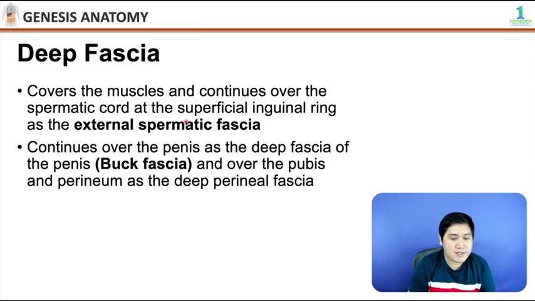Okay, so after the superficial fascia, we have the deep fascia, which covers the muscles, and it is continuous with the spermatic cord at the superficial inguinal ring. So at the spermatic cord, it will now be called the external spermatic fascia. While over the penis, the deep fascia will now be called the Buck's fascia. At the penis, it is Buck's fascia.